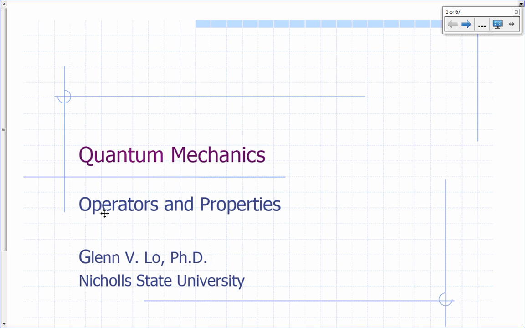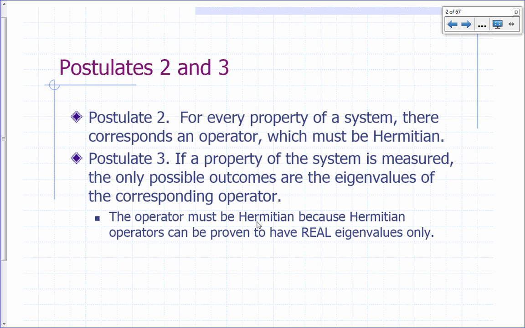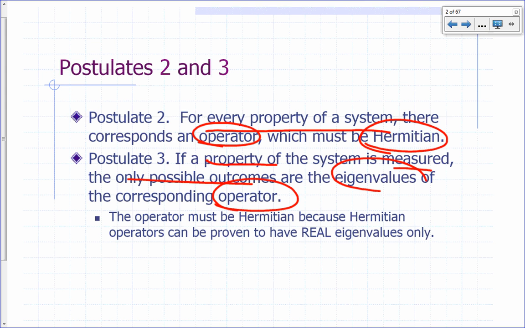So today we're going to talk about operators and properties and just exactly what those are. That has to do with postulates number 2 and number 3. Postulate number 2 says that for every property of a system, there's a corresponding operator which must be Hermitian. So we have to talk about what an operator is and what a Hermitian operator is. And postulate number 3 says that if a property of a system is measured, then the only possible outcomes are the eigenvalues of the corresponding operator. So we need to know what an operator is, what a Hermitian operator is, and what an eigenvalue is. And that's what we're going to have to do first.